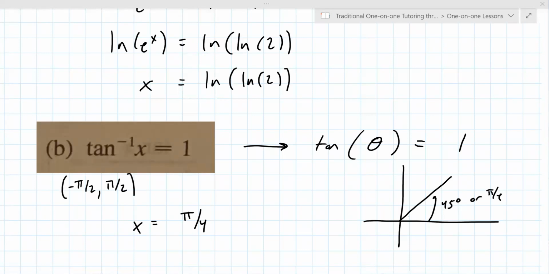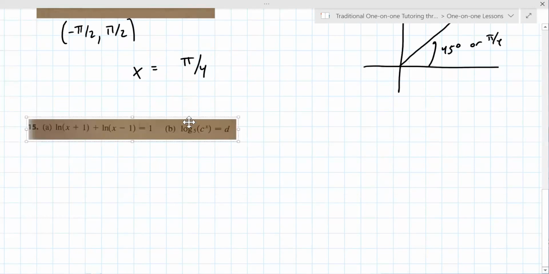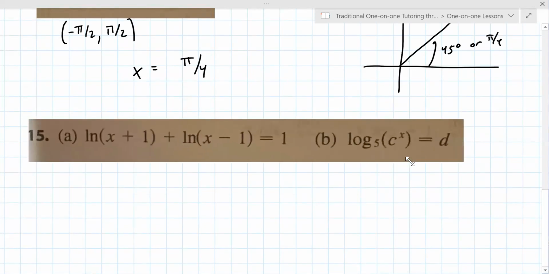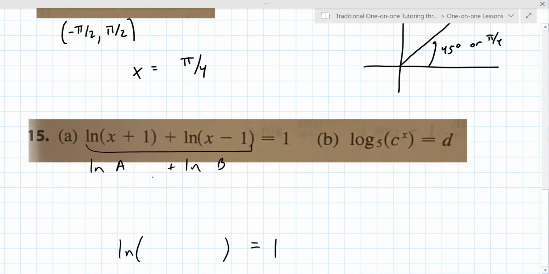So all right, back on the path here of questions associated with e and ln. On the left here, to solve an equation like this, whenever you have ln and ln, 2 of them like this, you want to compress or condense them. So your goal is to get the natural log of something equals 1. We're going to combine these using this property: the natural log of a plus the natural log of b becomes the natural log of a times b because it's a plus. So this becomes the natural log of x plus 1 times x minus 1.